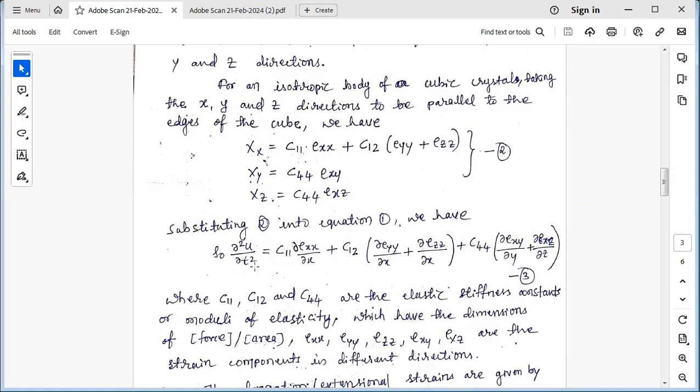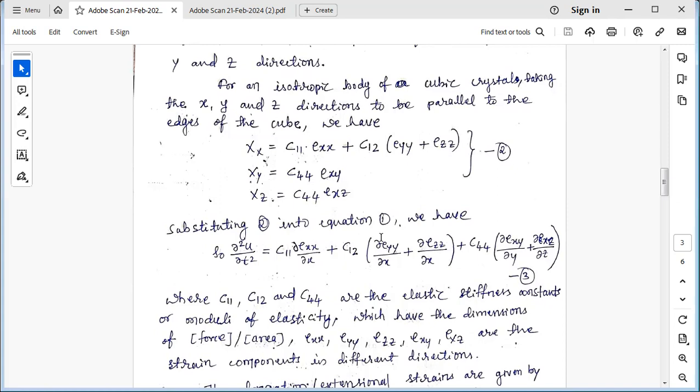So it comes like this: rho naught ∂²u/∂t² plus, what is that? ∂/∂x of the xx term is there. So that xx means it is C11. That is all we have to substitute. Then we have to simplify. Then only we will get this equation 3.